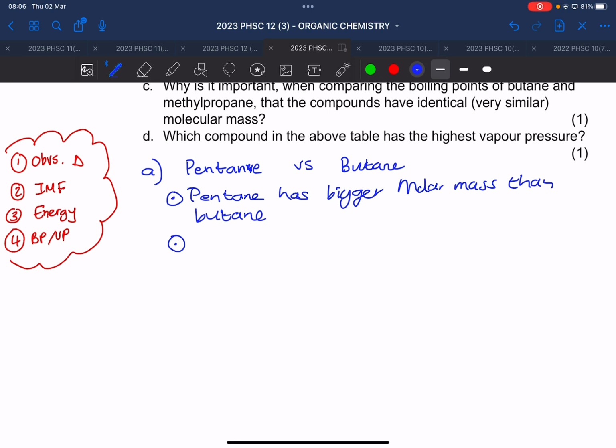Right, then what is the next thing that you must mention? Princess. Okay, but are you just going to say intermolecular force? What are you going to say regarding it? Which one has the stronger intermolecular force? Between butane and pentane, the shorter one.